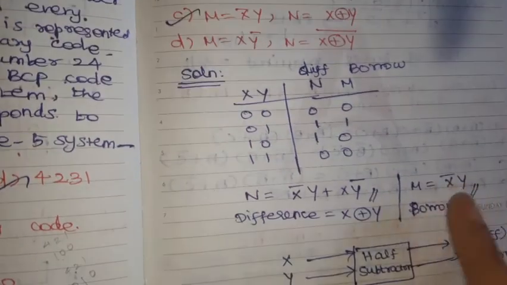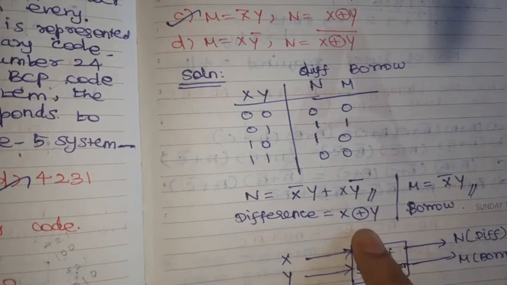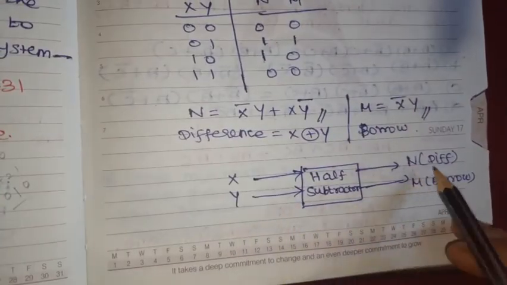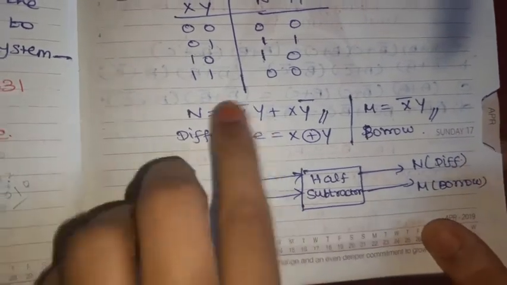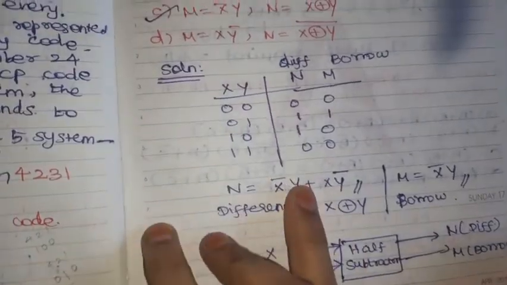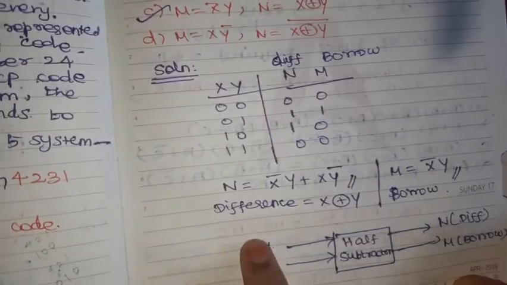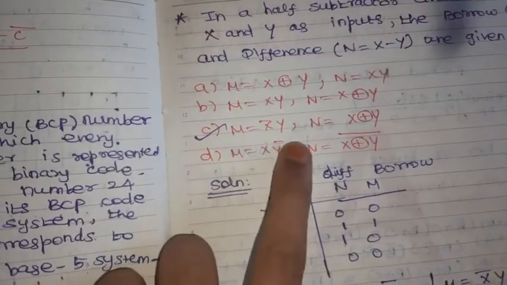So for difference it is nothing but XOR gate. For borrow it is x bar y. So for the half subtractor, this is the difference, this is the borrow. So n equal to x XOR y, borrow is equal to x bar y. Option C is the right option.